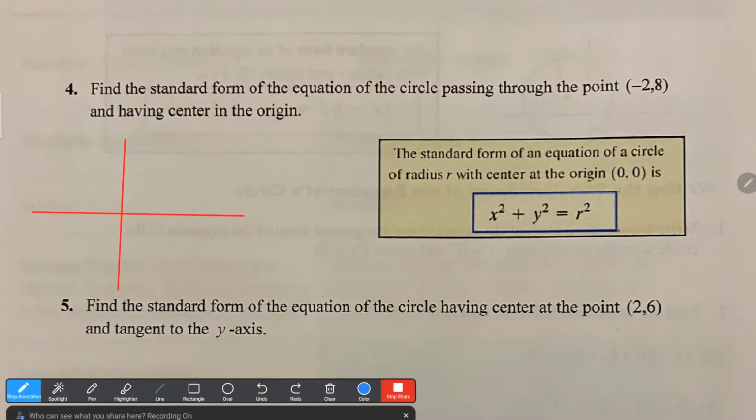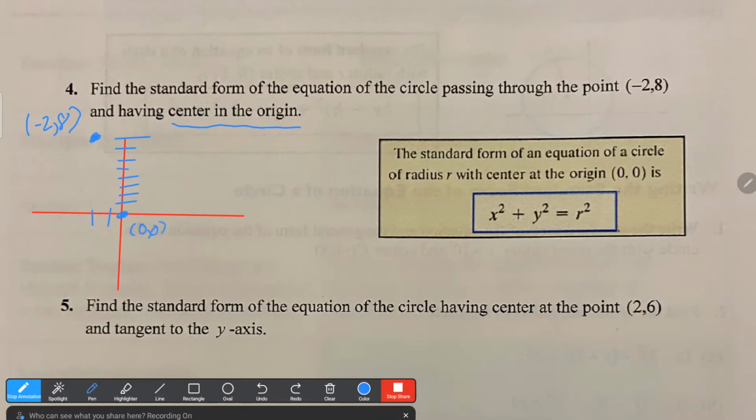So it's going to pass through the point -2, 8. So let's go -2, and then +8: 1, 2, 3, 4, 5, 6, 7, 8. And that's where our point's going to be. All right, so it's going to pass through -2, 8, and it's centered at the origin. So this is our center right here at 0, 0.